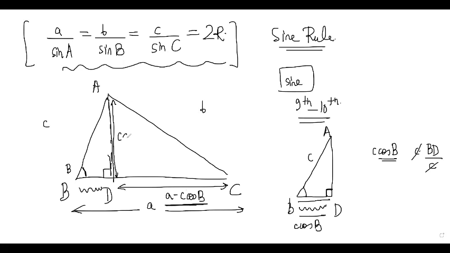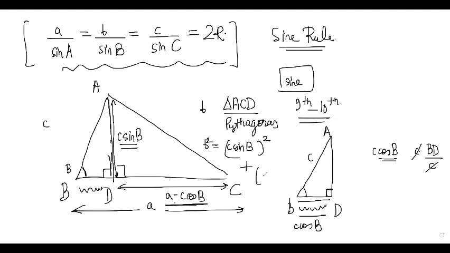AD will be C sine B. You can think about it. Sine B is AD by AB, and into C will be C sine B, right? So this is C sine B, this is A minus C cos B. And what we will do now is Pythagoras theorem in triangle ACD. You can say that b square is equal to C sine B whole square plus A minus C cos B whole square, right?